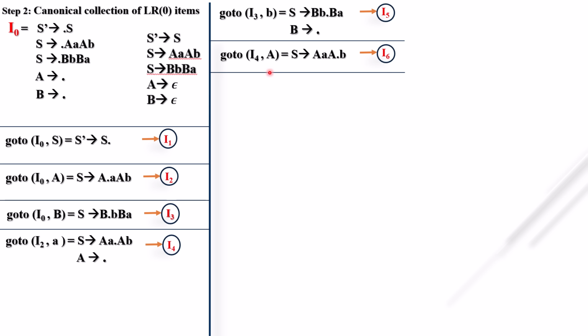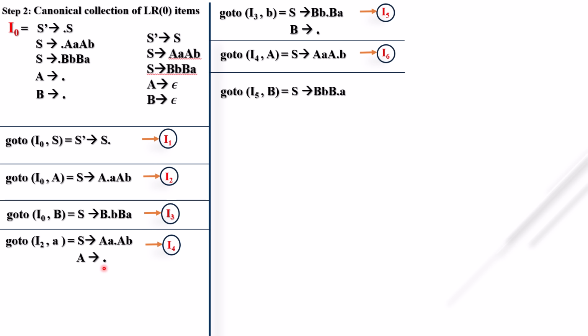Okay, so you can see here this dot will be shifted on the right hand side of A. Okay, but after this dot there is no non-terminal, there is a terminal symbol. That is the reason we are not writing anything here. अगर यहाँ पे कोई नॉन टर्मिनल सिंबल होता तो मुझे उसके प्रोडक्शन लिखने पड़ते. सो दिस इज अवर I6.